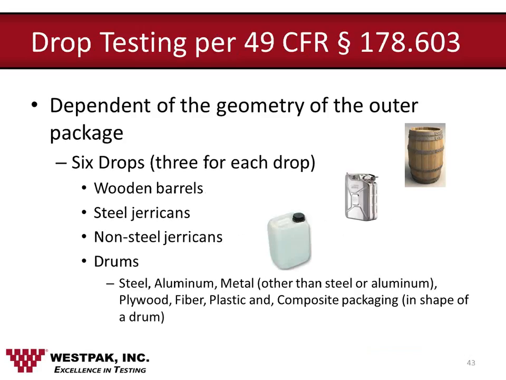Thank you, Edmund. So when conducting drop testing, which follows conditioning, the drop sequence or orientations are dependent on the geometry of the outer package. For example, if you have anything that simulates a barrel type, there are a total of 6 drops, and there are a total of 3 drops per drum. These are some examples of what has to undergo the 6 drops: wooden barrels, steel jerry cans, and drums. And as you can see, pretty much any of the below materials are applicable.